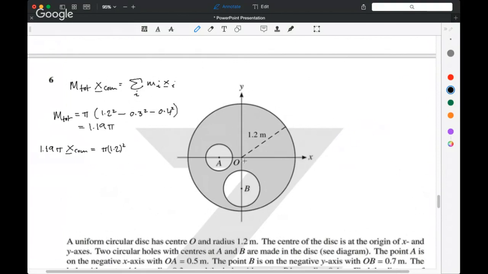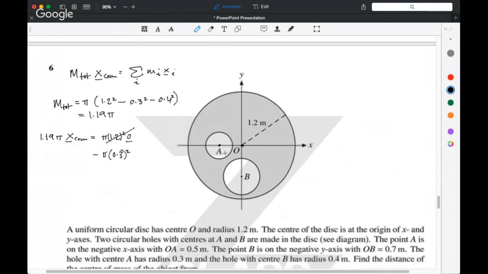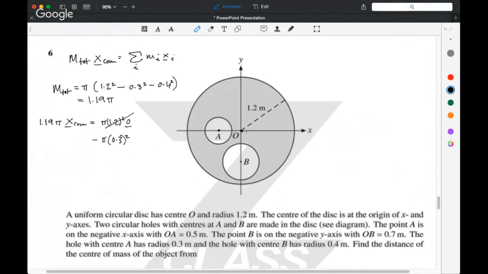If it was all there, that would just be at 0, right? So that's the 0 vector, so you don't need to worry about that. Minus pi 0.3 squared, and wherever the center of mass would be of A. Well, we're told that OA is 0.5, minus 0.5 from the x-axis, and nowhere up and down from the y-axis. That's going to be minus 0.5, 0. And for the last one, 0.4 squared. And this one is 0 on the x-axis and minus 0.7 on the y-axis.